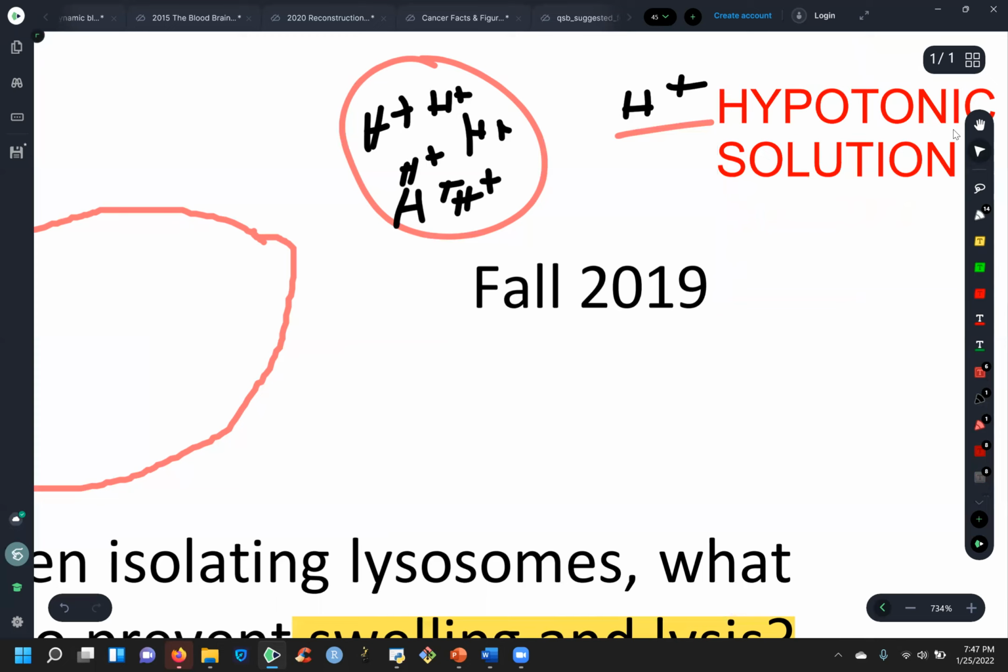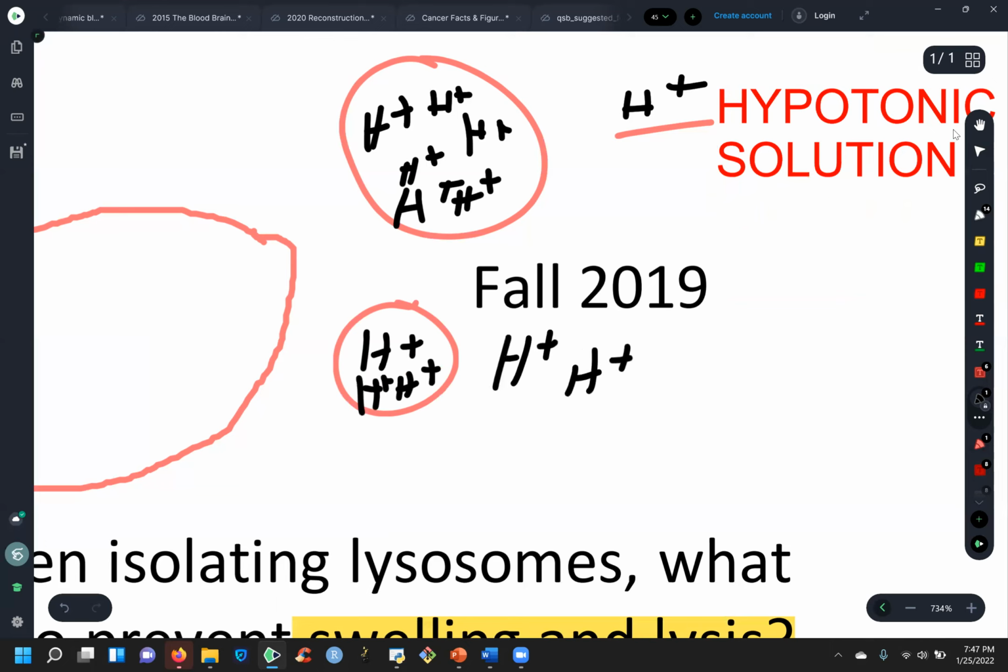Okay. So now I have this right here, and I'm going to have 3 inside and 3 outside. So what do I have here? Well, they're the same. So this is isotonic. This is an isotonic solution.